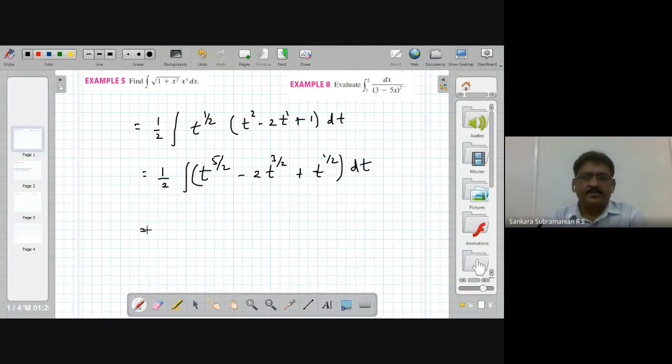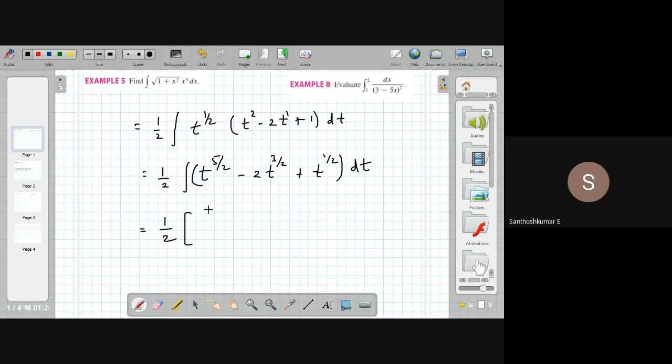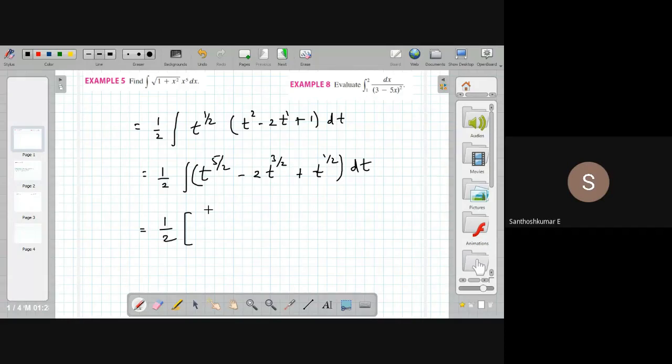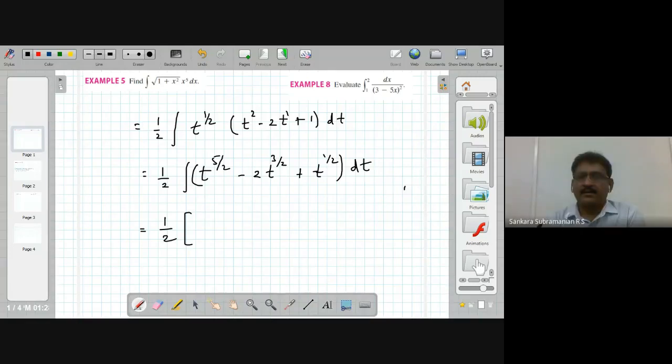This is equal to 1 by 2 times of, what is the integration of t to the power 5 by 2? T power 7 by 2. Is that all? Is it finished? No, sir. Still t power 3 by 2 plus into t. Sir, t power 5 by 2.